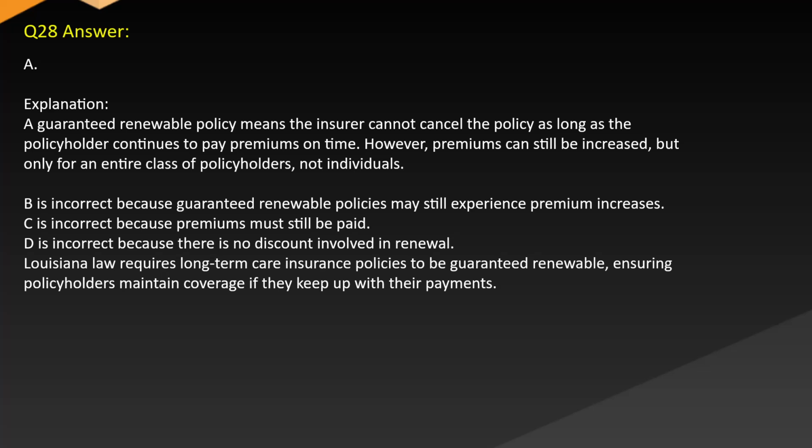B is incorrect because guaranteed renewable policies may still experience premium increases. C is incorrect because premiums must still be paid. D is incorrect because there is no discount involved in renewal. Louisiana law requires long-term care insurance policies to be guaranteed renewable, ensuring policyholders maintain coverage if they keep up with their payments.